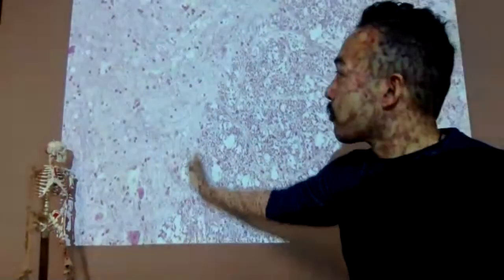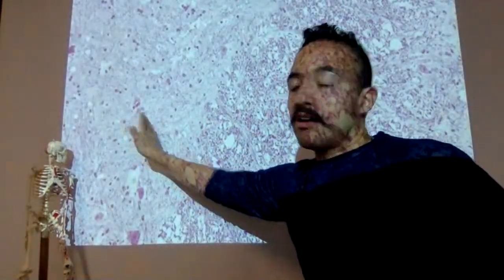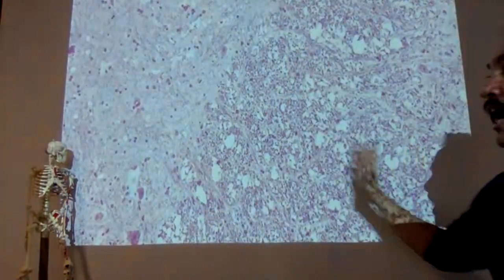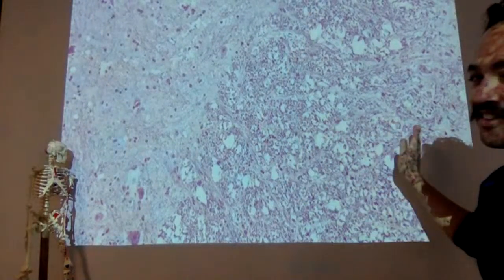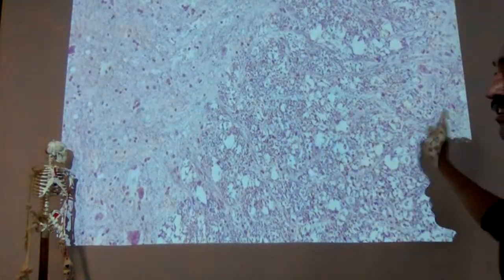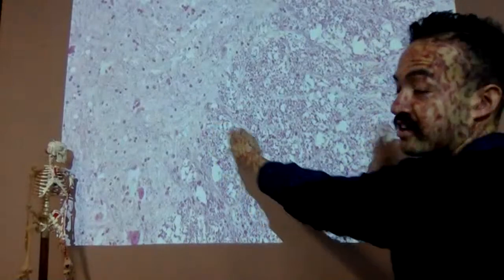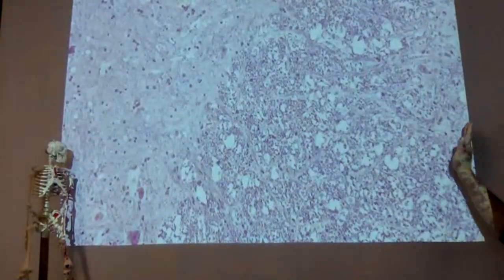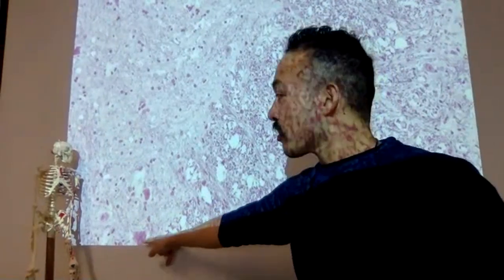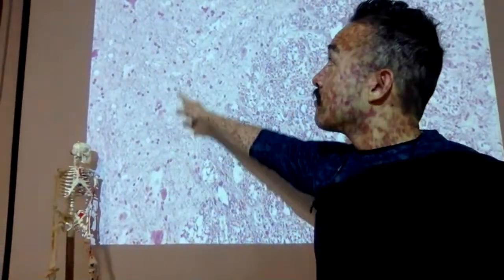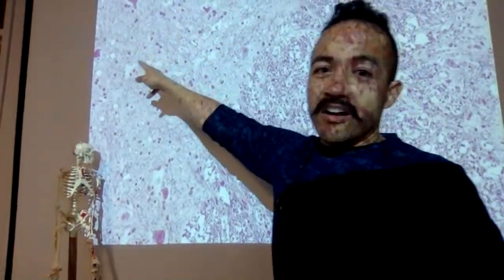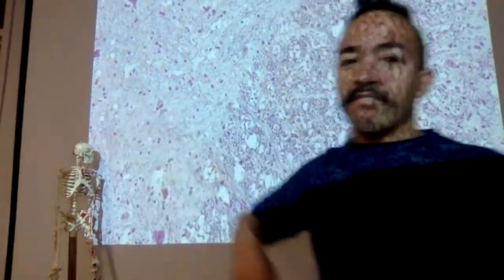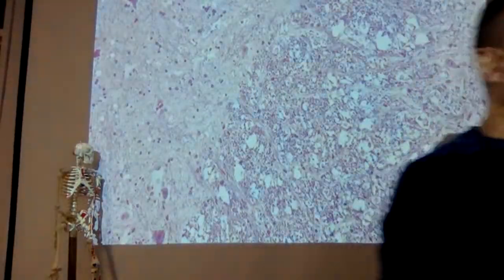So again, here's that border. This is gray matter. This is white matter. I know this is darker, it's just because of the stain. So from here over is white matter. This way is gray matter. We know this because we see the large nuclei of the neurons.